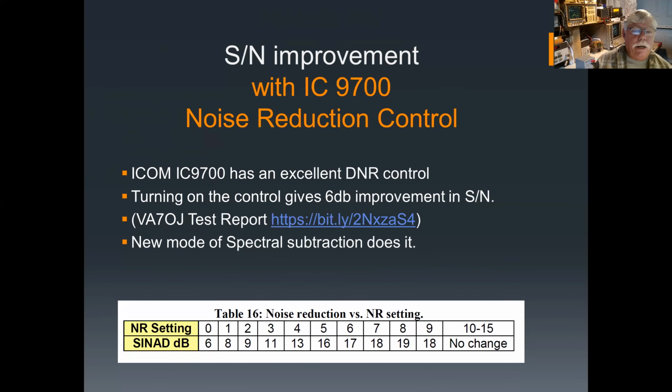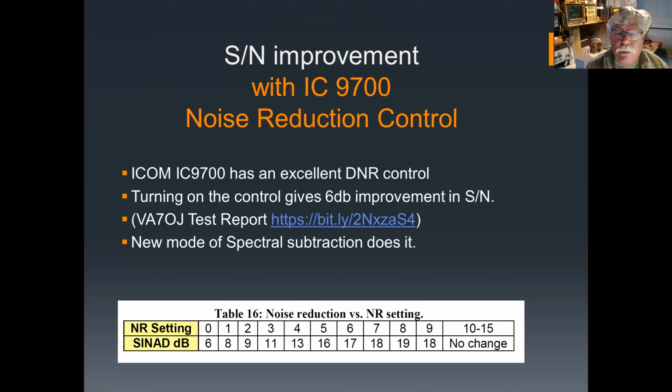Okay, here's what I found with the 9700 that I thought was interesting. I think the noise reduction in the DSP uses spectral subtraction. It's a new form of DSP, and it's quite different. In actual testing, and this is from VA7OJ's test report on the 9700, here's the improvement in SINAD, dB signal to noise ratio, with the settings. If you just turn it on, it gives you 6 dB signal to noise ratio improvement.